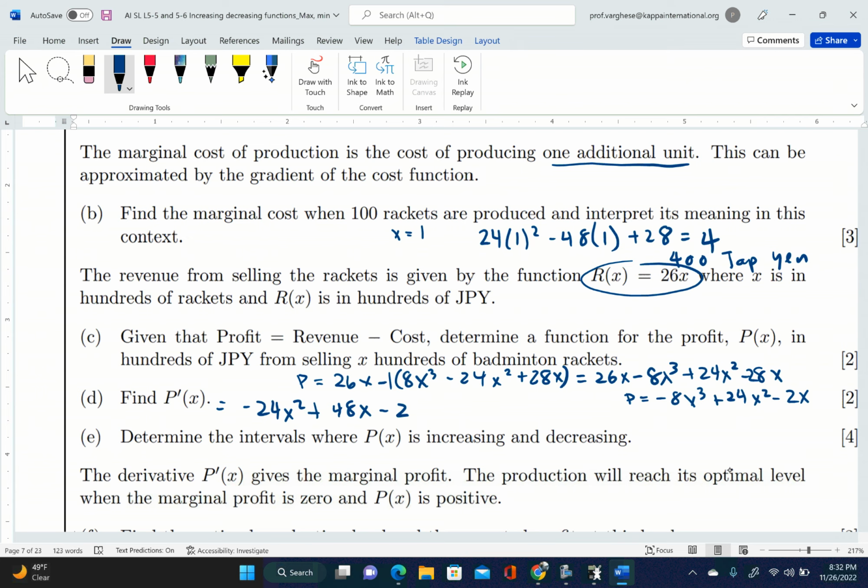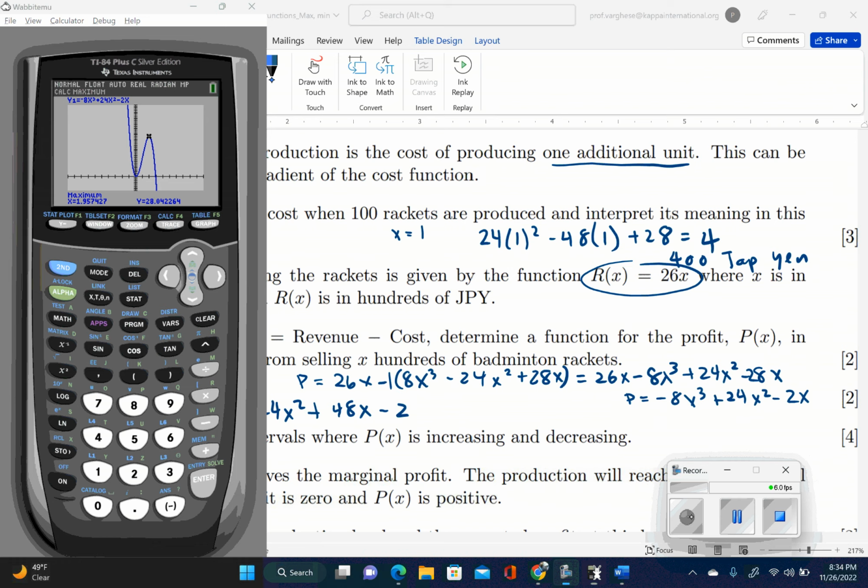For the next one, for part A, determine the intervals where p of x is decreasing and increasing. So this is straight calculator. All right, so I plugged in my function p, which is -8x to the third plus 24x squared minus 2x, and I'm trying to find this maximum point right here, so I can help differentiate where it's increasing and decreasing. So from this point down, it's decreasing.